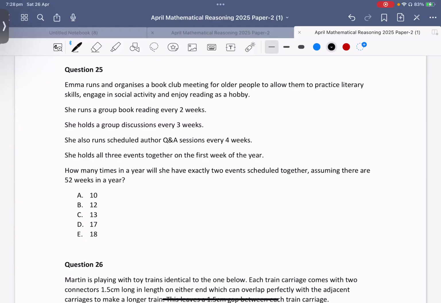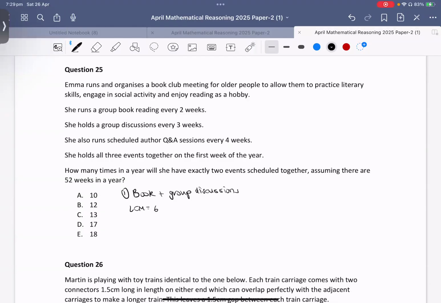Now, this is a bit of a tough question because it requires a lot of, what if she's running this and that, and what if she's running this and that, right? So, how I want you guys to think about this is you can consider it into different cases. So, the first case would be she runs what? Book reading and group discussions, right? And how do we know how many times a year she's going to run that? Well, we know that their LCM is going to be 6, right? So they get run together every 6 weeks.